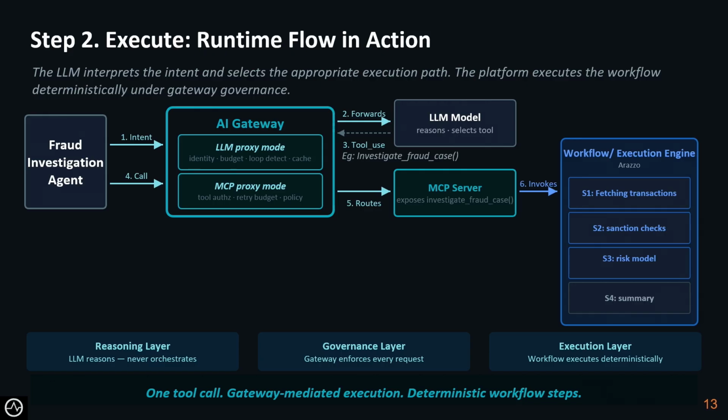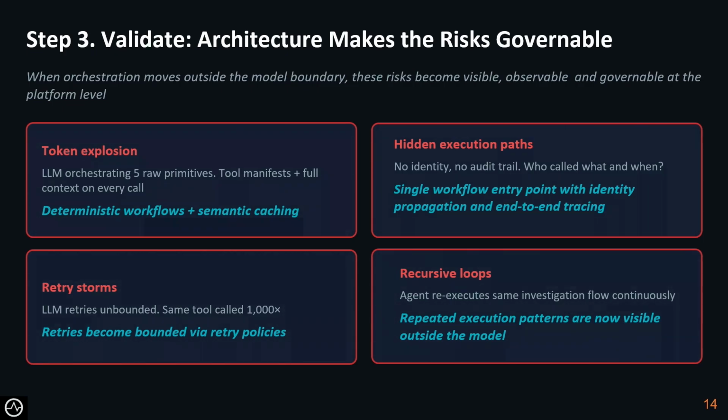Now let's see how execution works. The agent sends the intent through the gateway, right? The model still performs reasoning and selects the appropriate business capability. But once this capability is selected, execution becomes deterministic. The gateway routes the request to the MCP server, which then invokes the execution engine or workflow engine that executes deterministically, right? So the LLM is still reasoning, but it is no longer orchestrating. We now have three separate layers: reasoning layer, governance layer, and execution layer. The important point is this: the architecture change we made does not magically remove every risk, but the architecture creates the right control point.